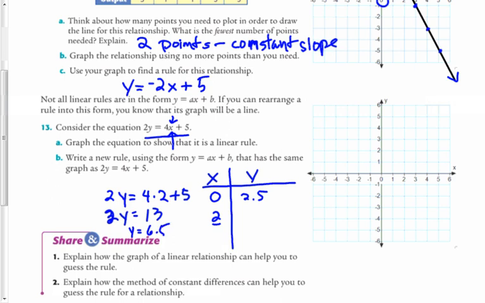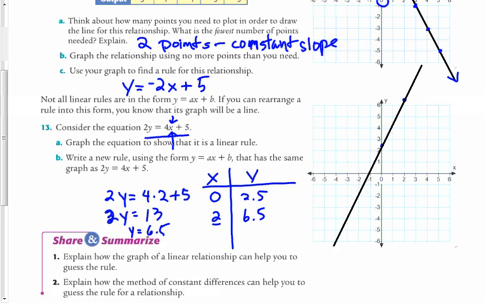So, all right, I have 2 points, (0, 2.5). That goes right there. And (2, 6.5). It's a little bit above here, but I think that's all right. And then I'm going to draw a line through those 2 points, because I know that 2 points determine a line, and that should be good for my equation. So there it is. Maybe off just a little bit. Okay.